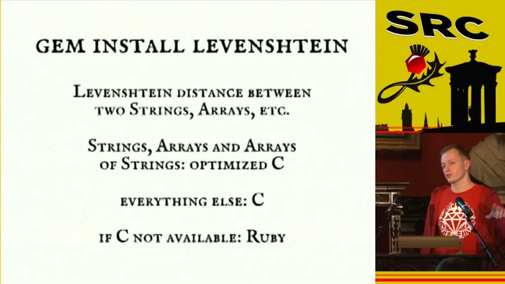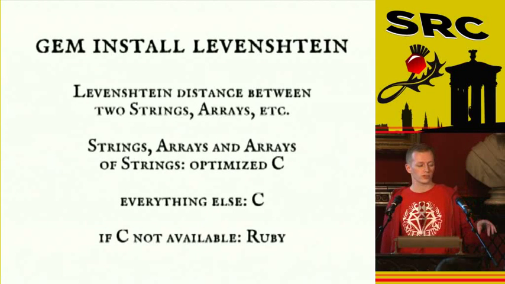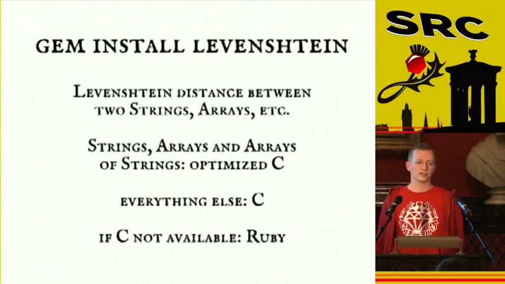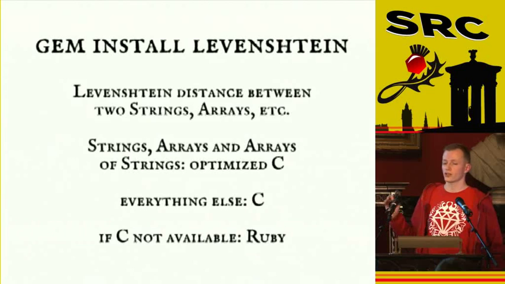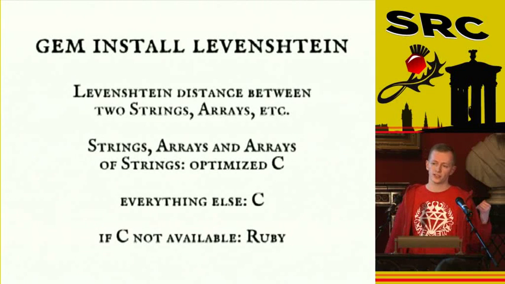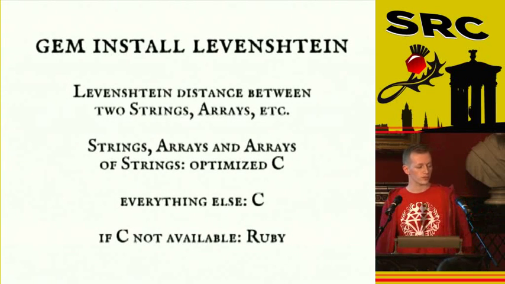If you have performance problems and you want to rewrite parts of your code into C, do check out how the Levenshtein gem is written. It's a really nice example of a very simple algorithm written in all those versions. And actually, there's logic that checks whether C is available, uses C, and if not, uses Ruby.